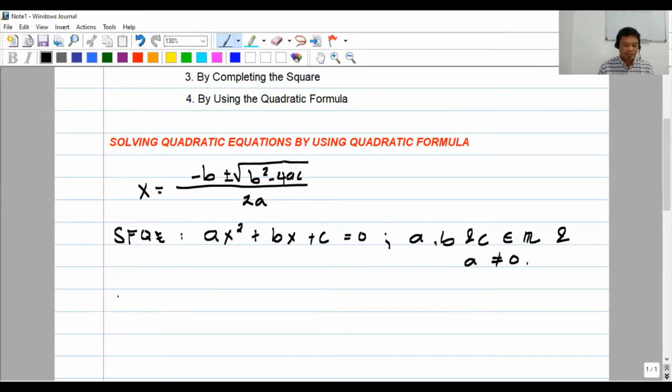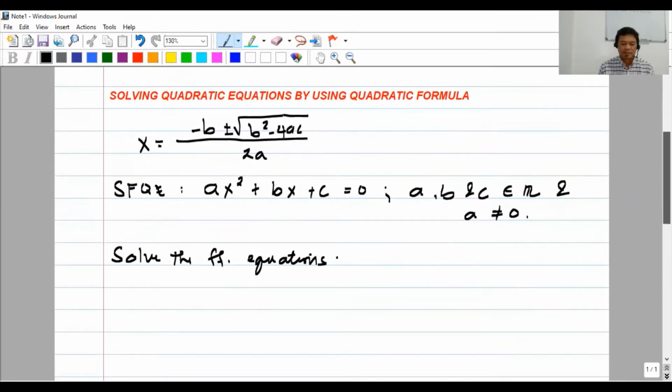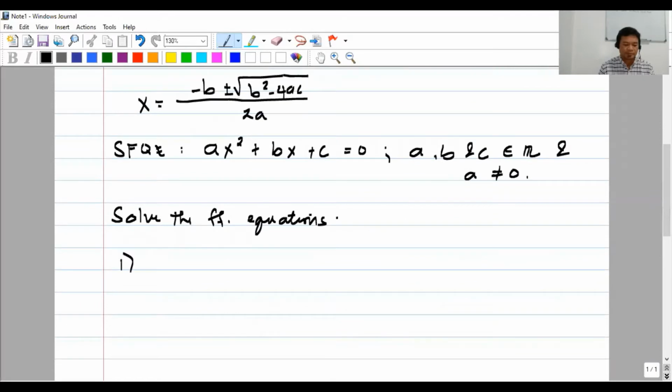First example: solve the following equations using the quadratic formula. If we say solve, we're going to find the values of x. So number one, we have 2x is equal to 3x squared minus 7.